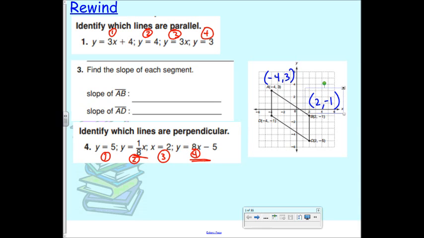1/8 and 8 are flipped, so that's right, but the 5 and the 1 aren't. No, it doesn't have to do with the 5 and the 1. One's negative. One would have to be negative, and they're not. So it can't be 2 and 4.